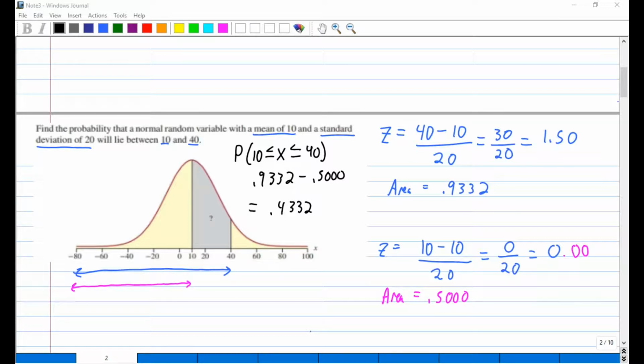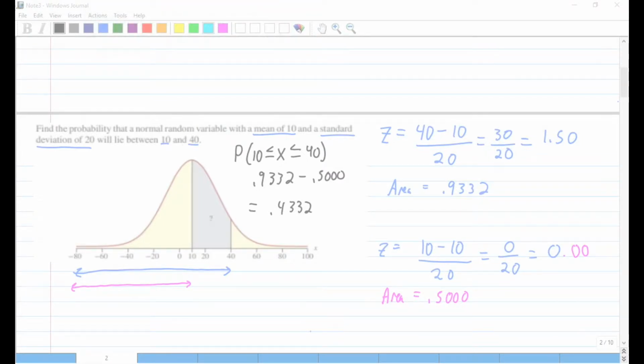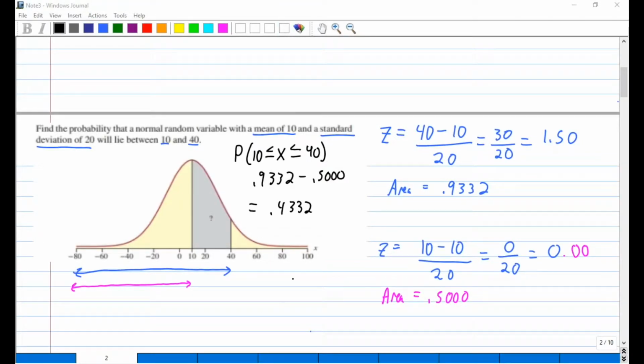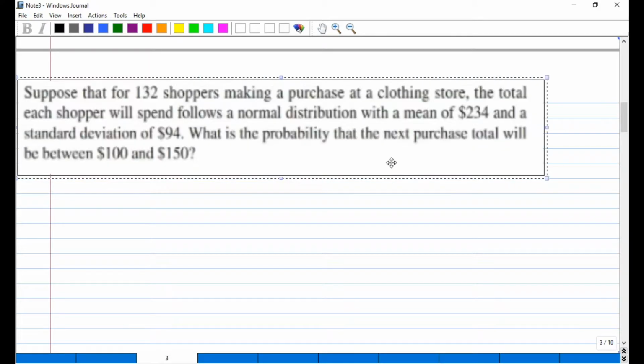Let me see if I can find a problem that has a little more meaning or is a little more fun. I guess fun is relative though. Alright, so here's one, again, that has a little bit more meaning. This is from your ebook. All right, read this problem real quick.